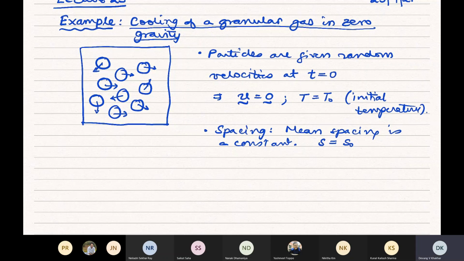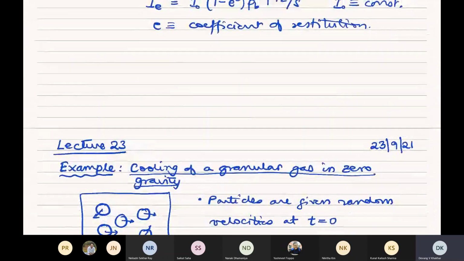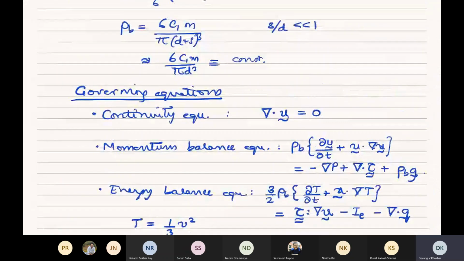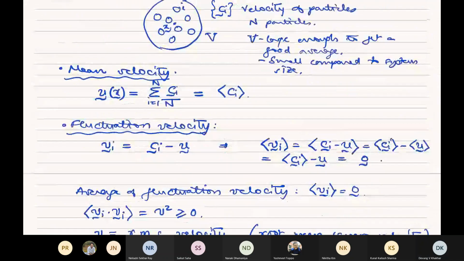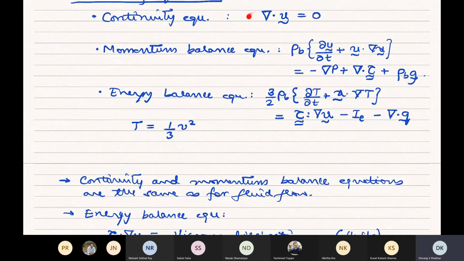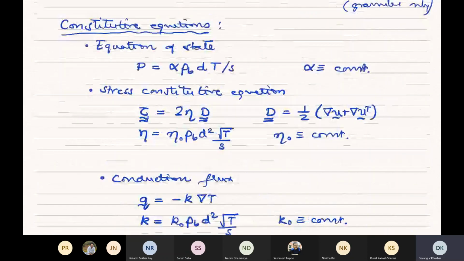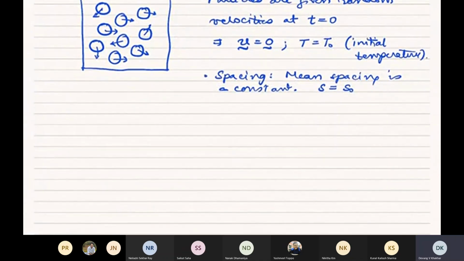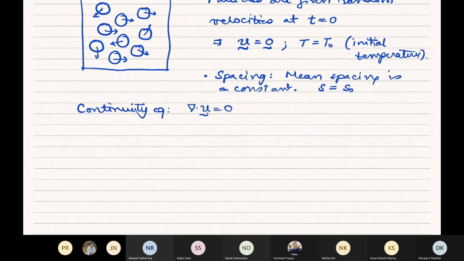So your mean velocity is 0. Now we can go back. This is a nice thing about all this online business, that I can just go back in my notes to remind you of what the equations are. So let's start with the continuity equation. The continuity equation is divergence of u is equal to 0. Since u is equal to 0, divergence of u is also 0. So the continuity equation is satisfied. We don't have to worry about it. Since velocity is 0, the first equation is already satisfied.